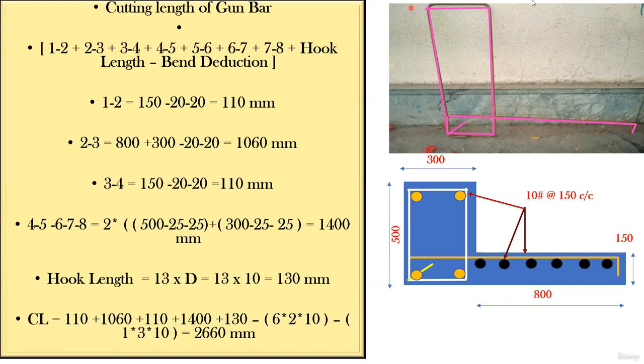Now count how many 90-degree bends there are. So now tell me how many 90-degree bends there are. One 90-degree bend is here. Agree with me. This is your second 90-degree bend. This is your third 90-degree bend. Anyhow, I'll strike out everything. This is one 90-degree bend. This is second 90-degree bend. This is third 90-degree bend. This is fourth 90-degree bend.